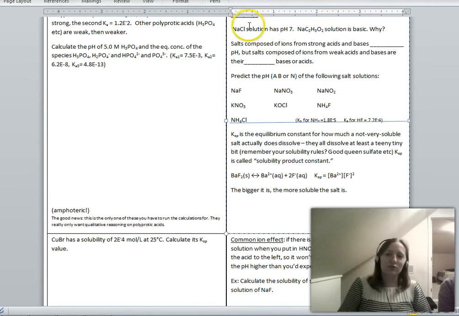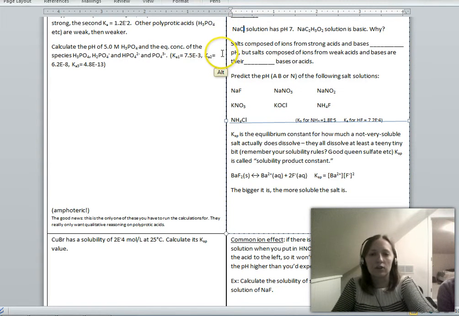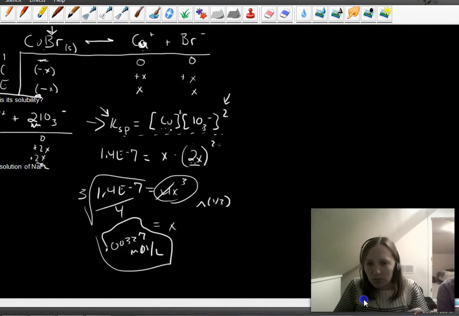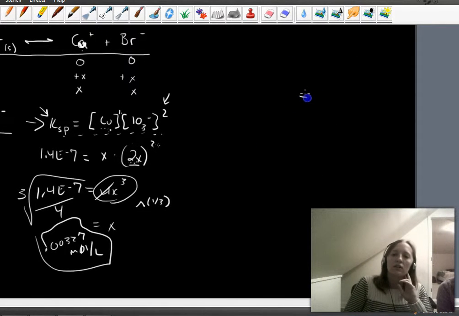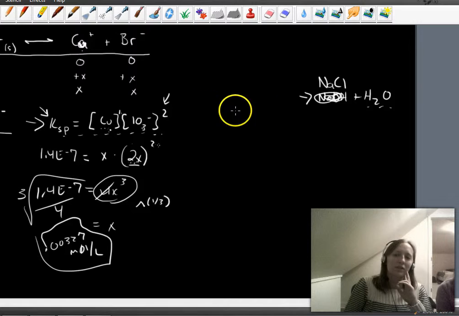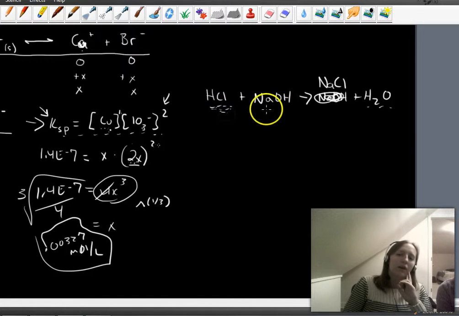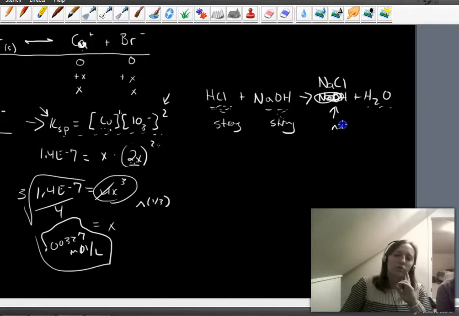Not all salts are neutral. If you had a reaction to create sodium chloride in a neutralization reaction, what reaction do you suppose that would be? Can you come up with one imaginarily? Sodium chloride as a product and H2O as another product. What were the two things that neutralized? Hydrochloric acid plus sodium hydroxide. What kind of acid is that? Strong acid. What kind of base is that? Strong base. So that's strong, and that's strong, and this ends up being neutral.